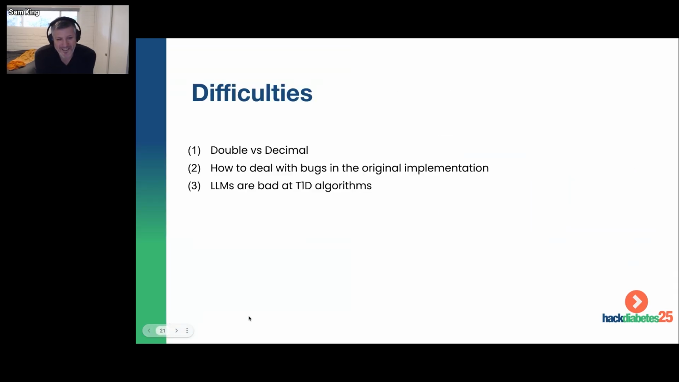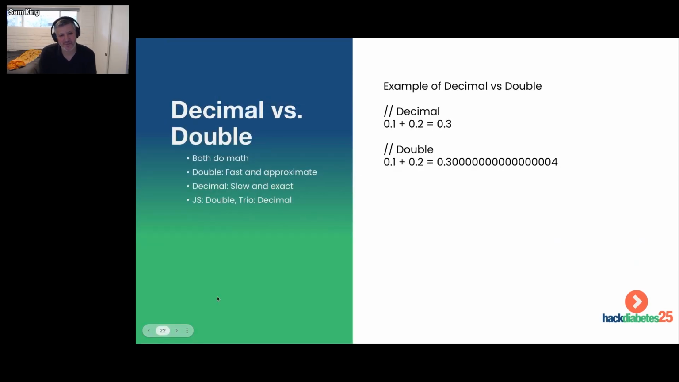All right, so now for the things that didn't go so well. Next slide, please. The first one is seemingly a simple issue where it boils down to how computers represent numbers. Computers have two main ways to represent numbers. They're different data types called a decimal versus a double.